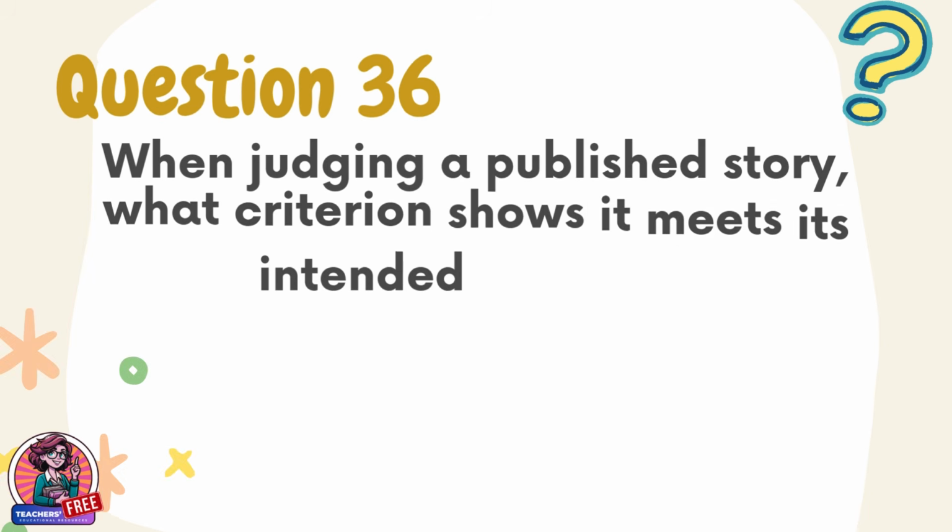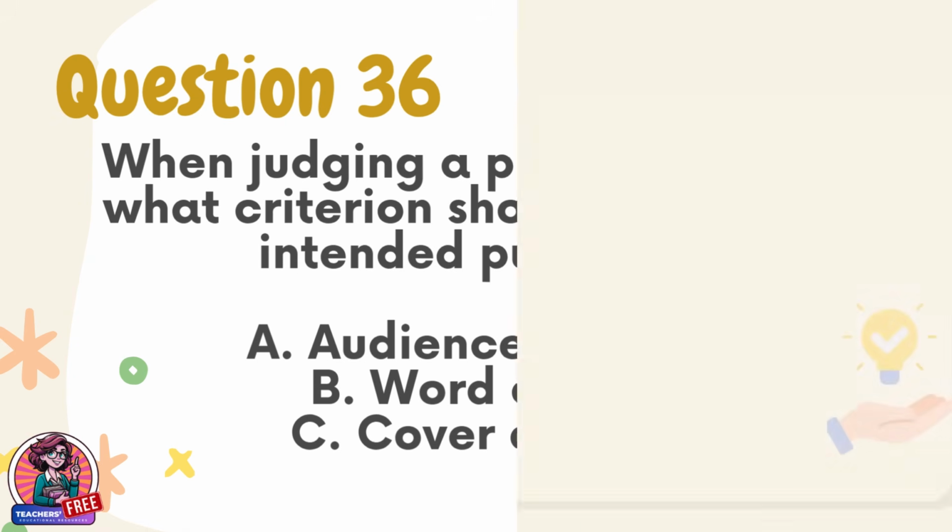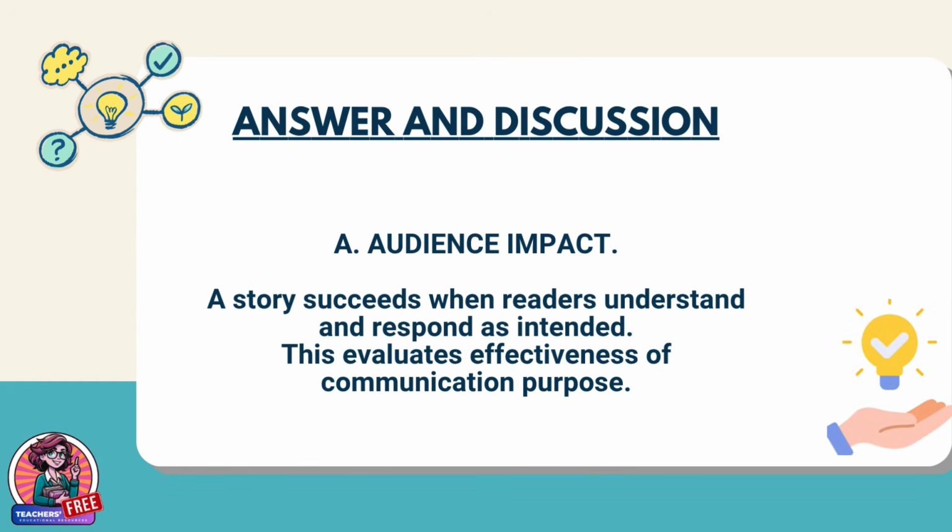Question 36. When judging a published story, what criterion shows it meets its intended purpose? A. Audience impact. B. Word count. C. Cover design. Answer. A. Audience impact. A story succeeds when readers understand and respond as intended. This evaluates effectiveness of communication purpose.